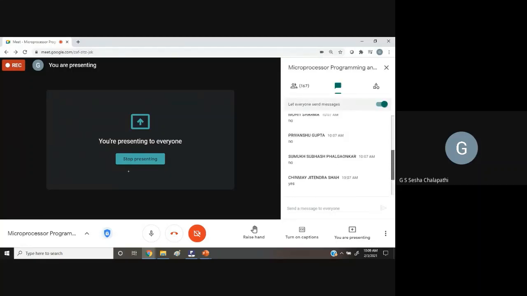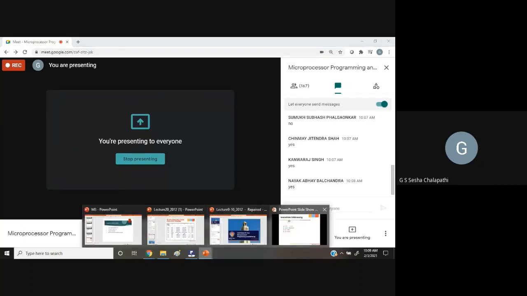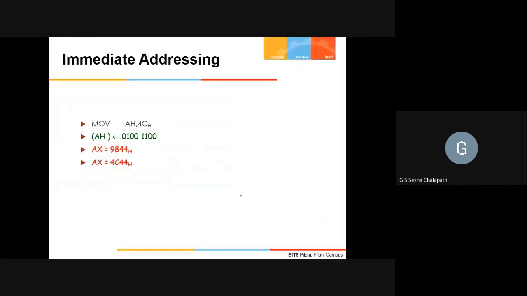You actually observe that the AL value has not changed, right? AL value remains the same, because the reason being that you are just moving some data into AH. So AL is untouched, and therefore the contents of AL will remain the same. So you have 44, which is in AL here. That will remain the same here also, right?